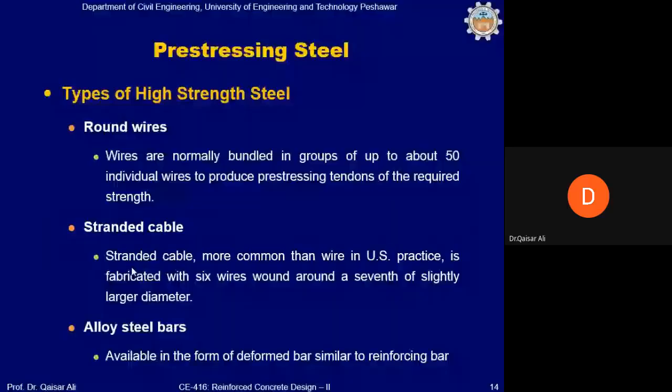What are generally the types of high strength steel being used in the pre-stress members? There are three types. One are called wires. You must have seen wires used for pre-stressing. Wires are normally bundled in groups of up to about 50 individual wires to produce pre-stressing tendons of the required strength.